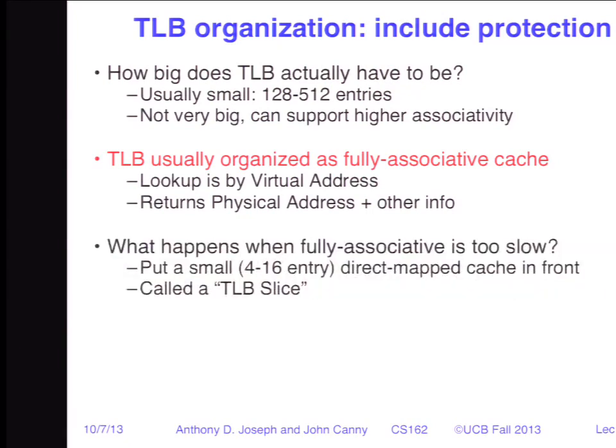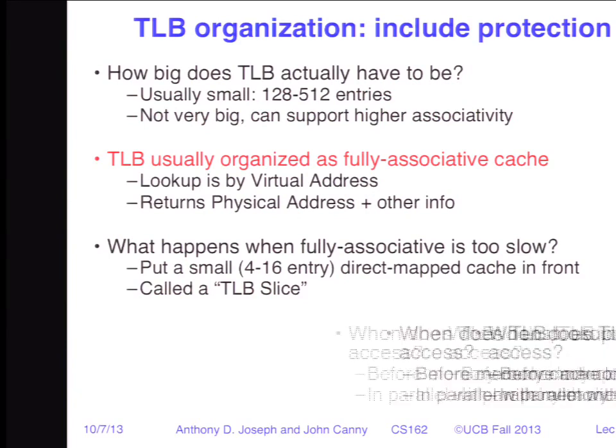Now, what happens if a fully associative cache is too slow because we've got 512 comparators that all have to be muxed together? Well, we can actually have a hierarchy and put a very small, like 4 to 16 entry, direct map cache in front of the TLB. If we miss in that TLB slice, then we'll look in our fully associative TLB, and then we'll go to memory. This can work very well, because most of your memory accesses in a program are typically in a very small region.